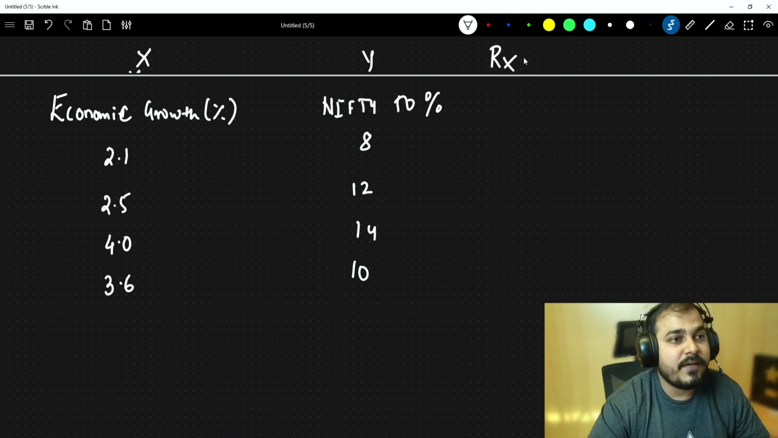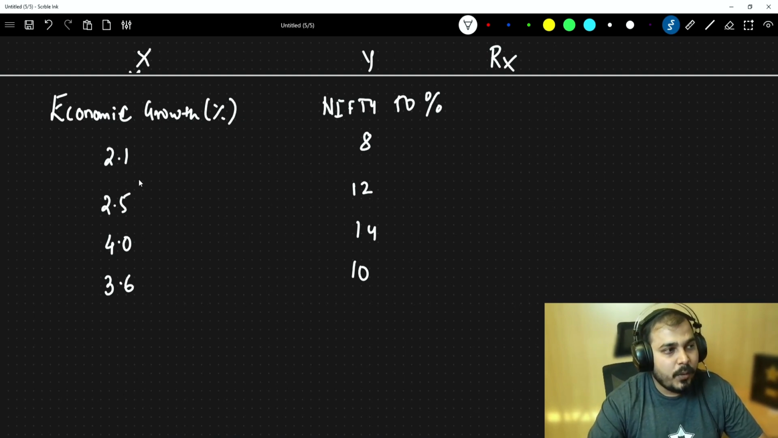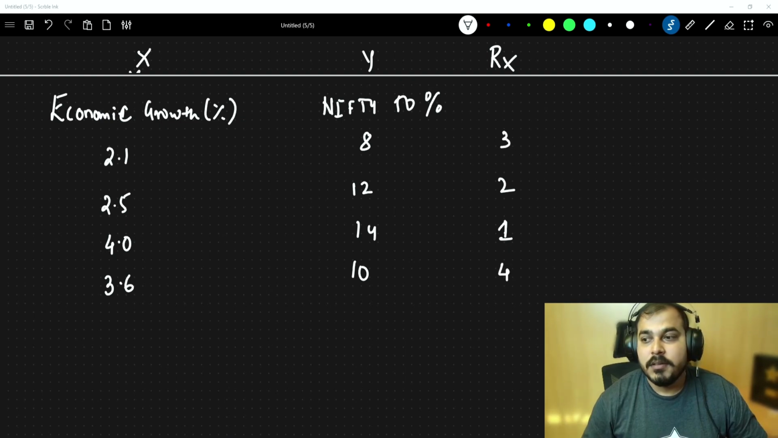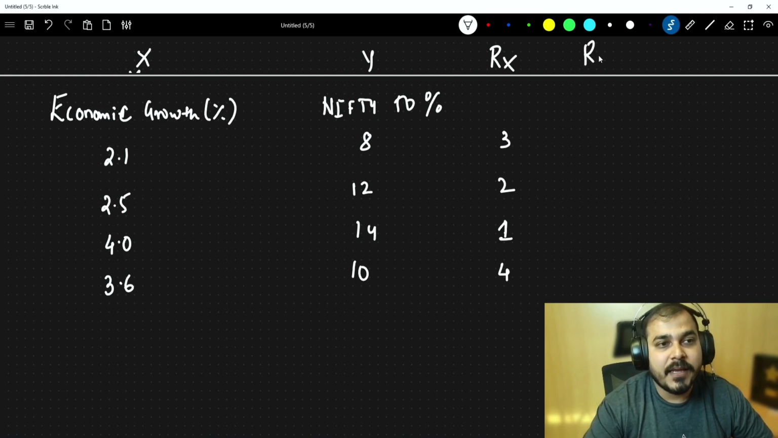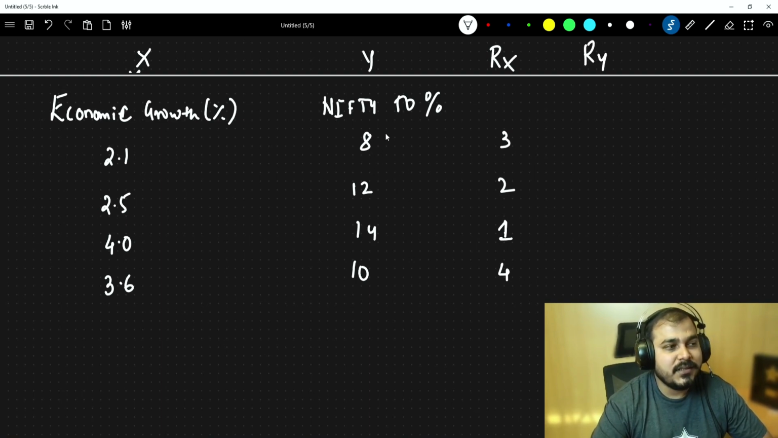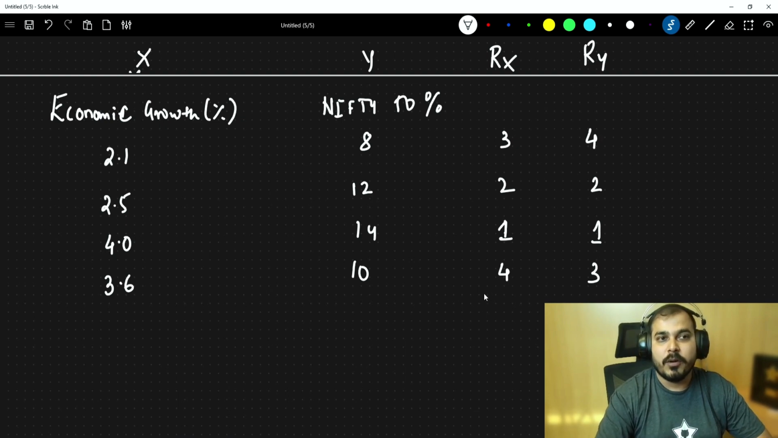What is rank of x? Over here I see which is given the highest rank. Obviously 4 is the highest value, so I will give it rank 1. Then the second rank goes to 2.5, then the third rank, then the fourth rank. Similarly, for rank of y, the largest element is 14, so I give it 1. Then the next gets 2, then 3, and then 4.